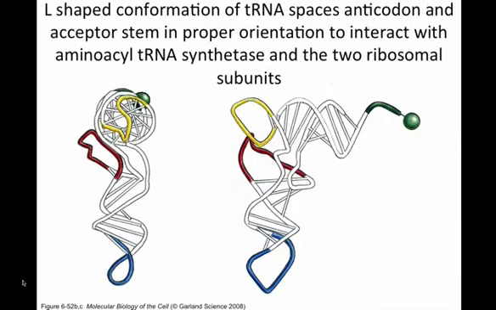So this is an L-shaped conformation of the tRNA. It looks like a clover leaf when you draw it out, but the actual structure is this L-shaped structure. Here's your anticodon, the blue, and here's your acceptor stem, and it places it in the right conformation to interact with the aminoacyl tRNA synthetase and with the ribosomal subunits.